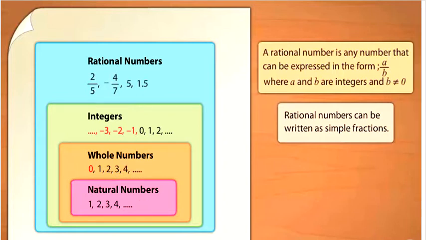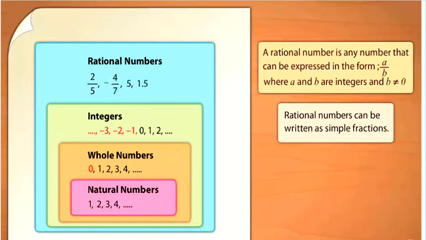To this list of whole numbers, when you add the negative numbers, we get a new list of numbers called the integers. So all the negative as well as the positive numbers along with 0 form a part of integers.